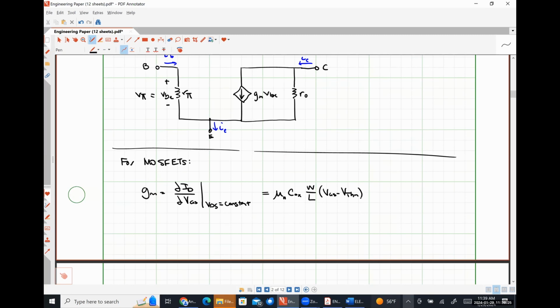This can also be written as the square root of twice mu n Cox W over L times our drain current. Or it can also be written as twice ID over VGS minus VTHN. So three different representations, just depending on what information is available to us. And all three of these are valid in the saturation region of operation.